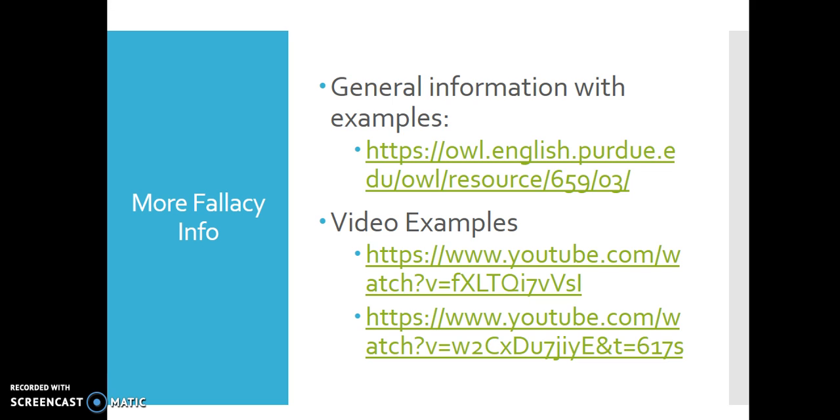I provided these two links because they're really good information on fallacies. The general information link will take you to Purdue OWL. They have great sources there, a whole list. I just gave you a few of the common ones because the video is only about 10 minutes. The video examples are particularly helpful because it's two presidential candidates, and they give speeches, and in the speeches, the fallacies are identified, so it's extremely interesting. I hope that you'll check those out.